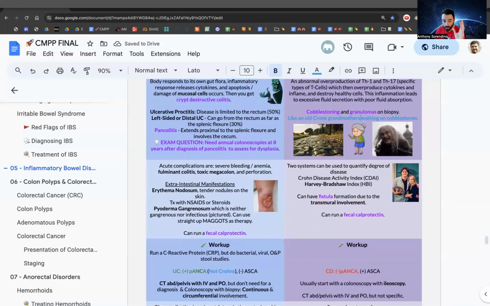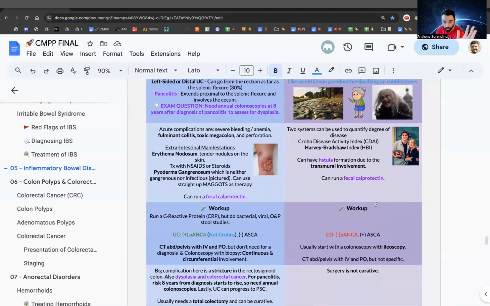Okay. More buzzwords. This is like crazy. So you can run a fecal calprotectin for both of these. So if you're looking for either or both, just know that fecal calprotectin has to do with inflammatory bowel disease.